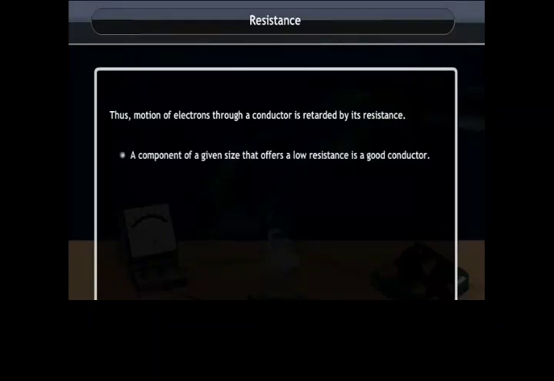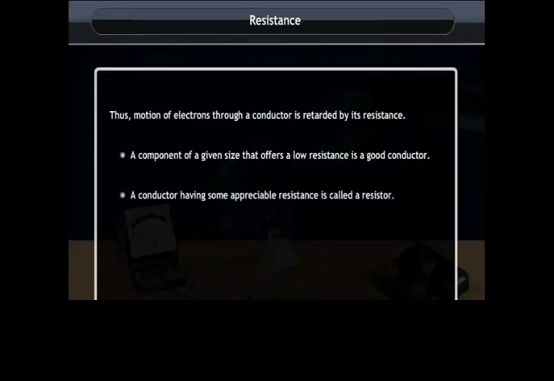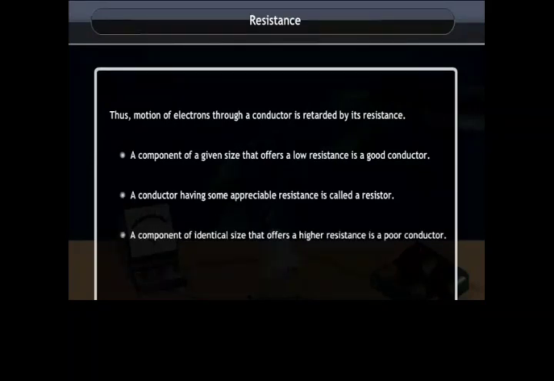A component of a given size that offers a low resistance is called a good conductor. A conductor having some appreciable resistance is called a resistor. A component of identical size that offers a higher resistance is called a poor conductor. An insulator of the same size offers even higher resistance.